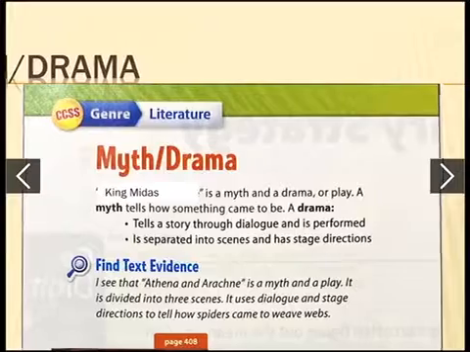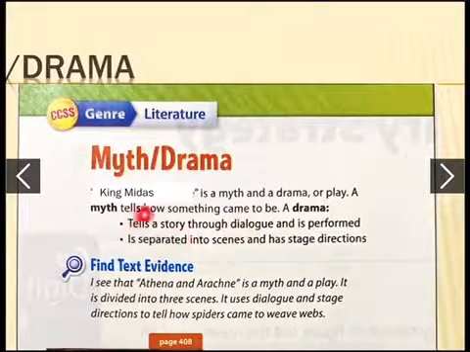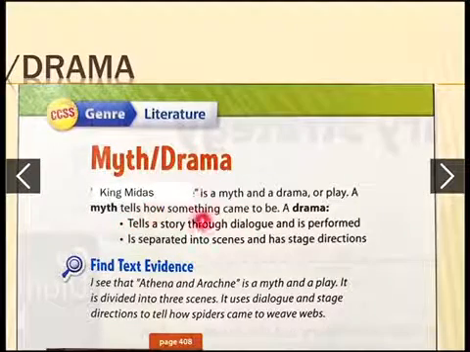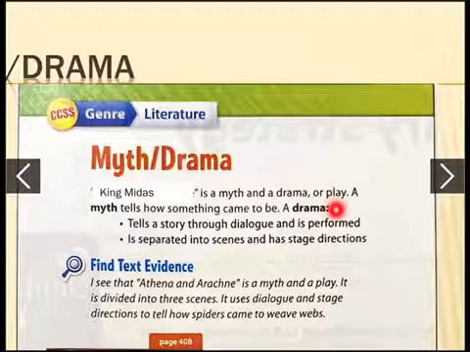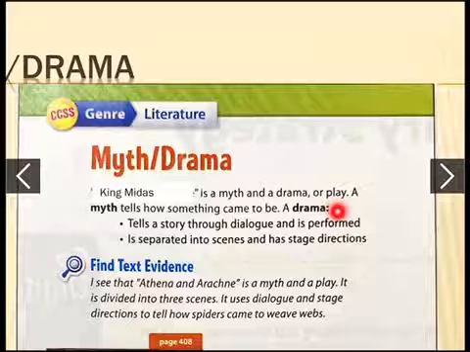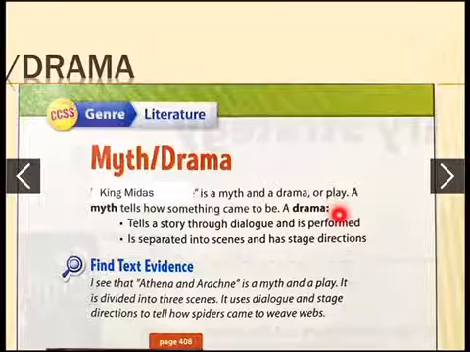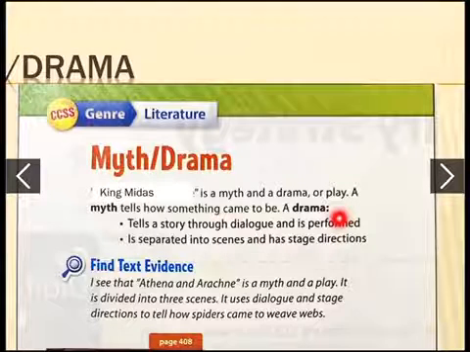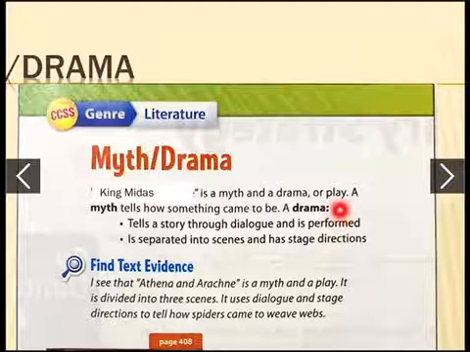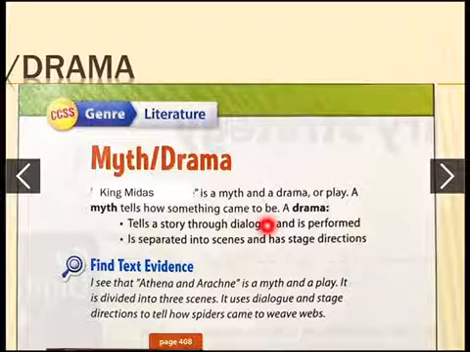So the story we're reading in the anthology this week, King Midas and the Golden Touch, it's a myth and a drama or a play. Now you know what a role play is, right? Usually we have actors who would act as characters and they would get on stage and they will be acting the whole story. A myth tells how something came to be.